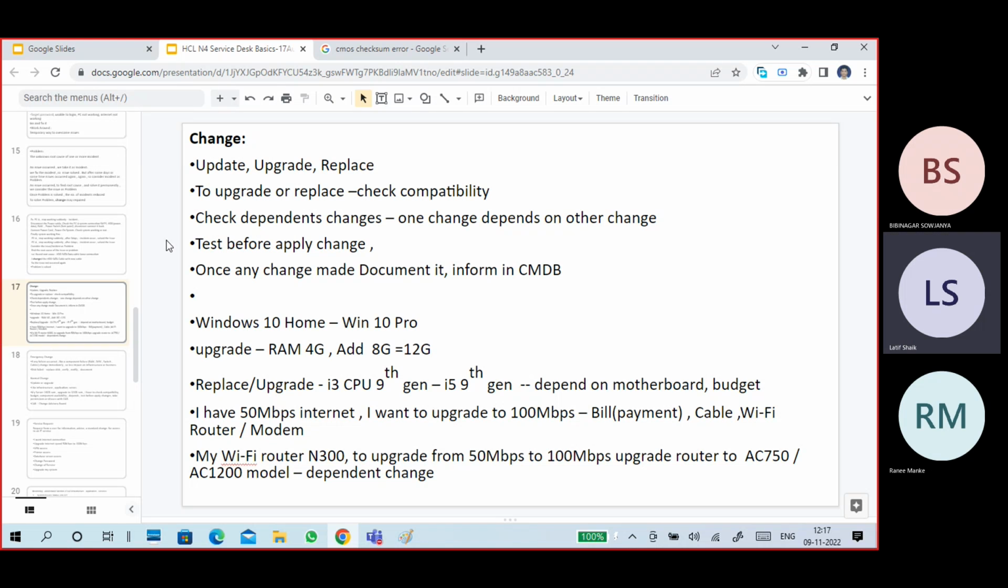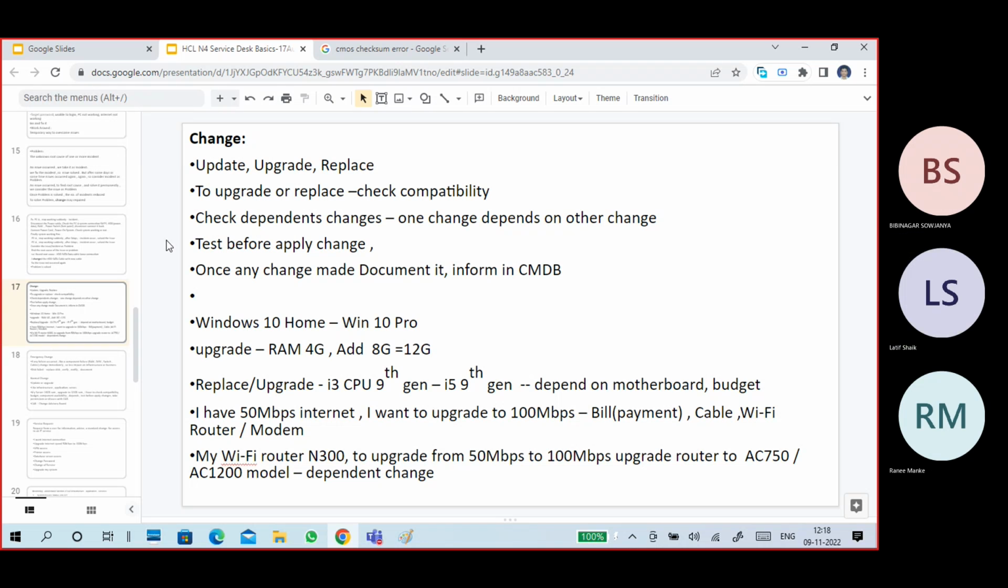So, for example, I have a 50 Mbps internet connectivity. I want to upgrade to 100 Mbps. Again, check the compatibility: your device compatibility, router compatibility, and cable compatibility. Check dependent changes. One change depends upon other changes, which means when you do one change, you may be required to change some other things.